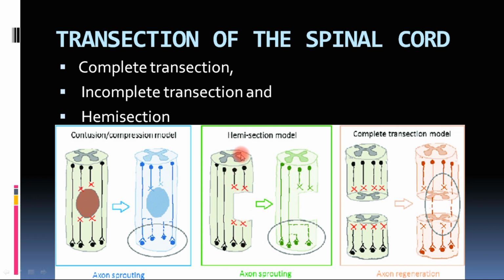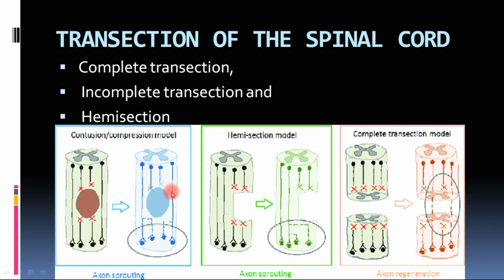whereas the descending signal will be normal in the section above the hemisection, and the ascending signal will also be reaching the brain from the upper segments of the spinal cord above the hemisection. On the other side, everything is normal. So that will lead to a different kind of manifestation in the hemisection as compared to the complete transection model.